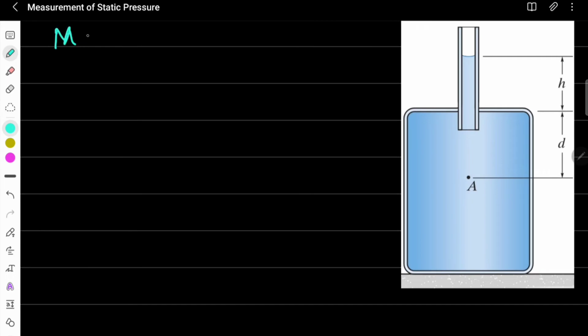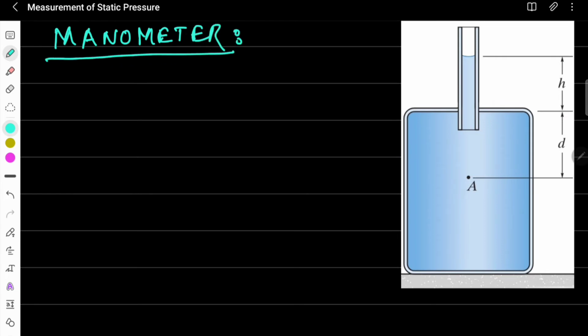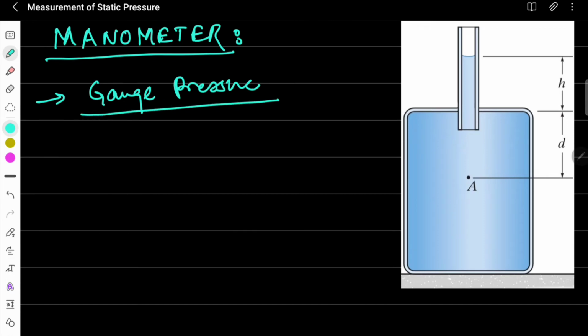So let's start with the manometer. A manometer is a device where a transparent tube is used to determine the gauge pressure in the liquid. So what exactly we measure is gauge pressure, not the actual absolute pressure. Okay, so we are measuring the pressure at any location with reference to the atmospheric pressure, that is your gauge pressure. Now, the simplest type of manometer, which is called a piezometer, has been shown here. This is a piezometer.